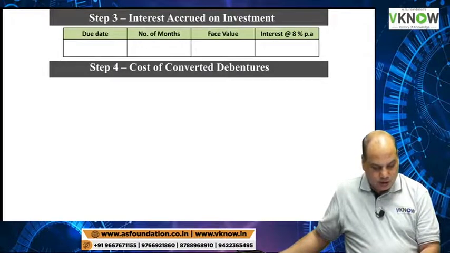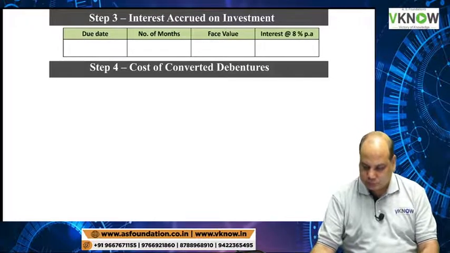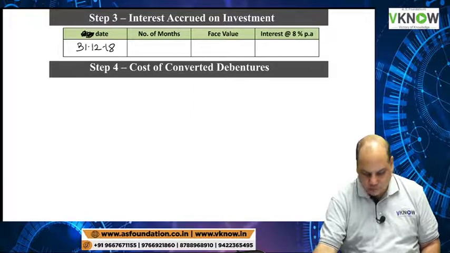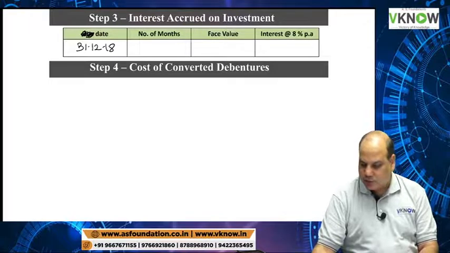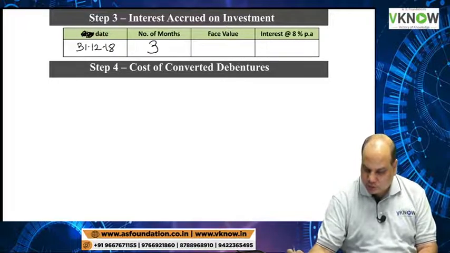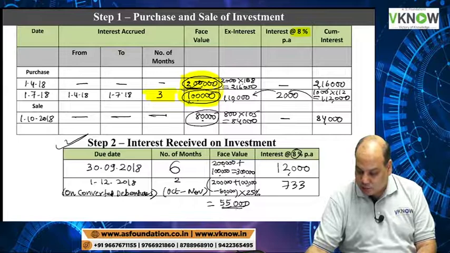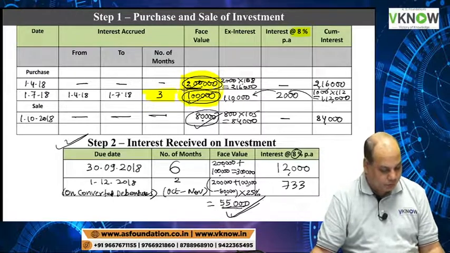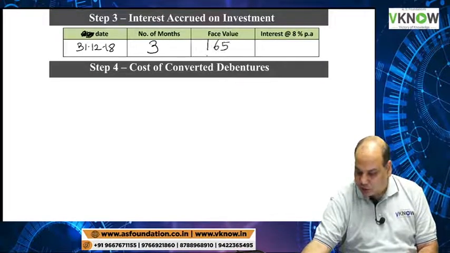Number 3, interest accrued on investment. The date, you can just write, 31st December 18. What is the value of debenture left with us? Interest will accrue for 3 months. On the screen, 2 lakh plus 1 lakh minus 80,000 and minus 55,000. So you are left with 1,65,000 rupees face value.